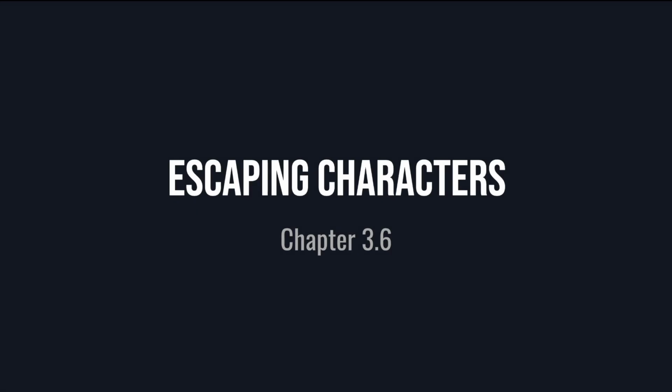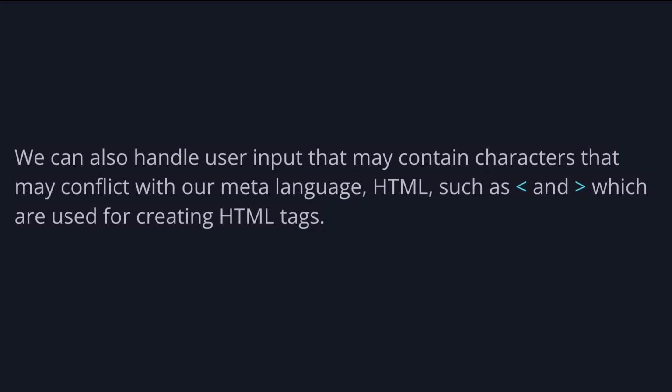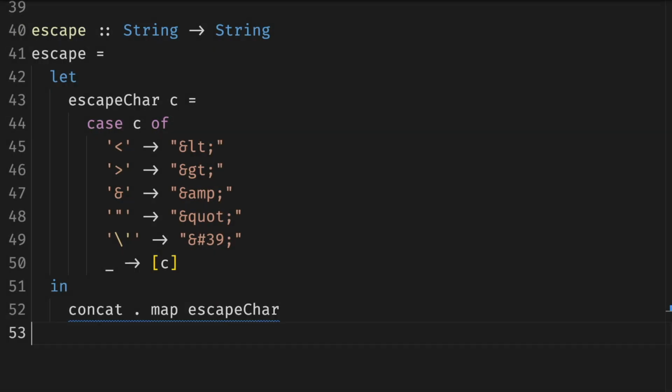Now that HTML has its own source file and module, and creating HTML code can be done only via the functions we have exported, we can also handle user input that may contain characters that may conflict with our meta-language, HTML, such as symbols for creating HTML tags. We can convert these characters into different strings that HTML can handle. So let's look at a function called escape.